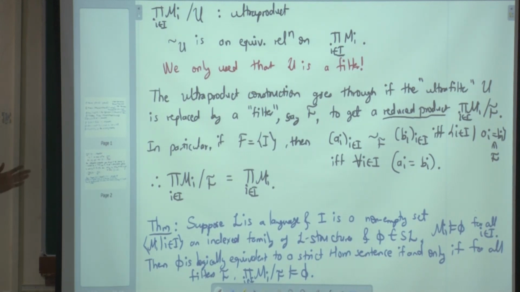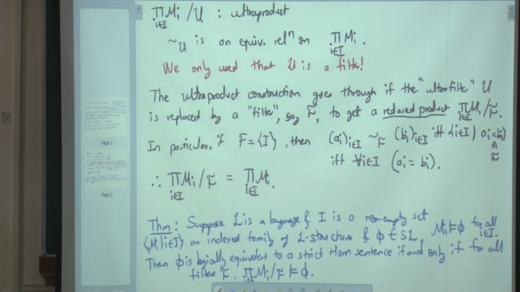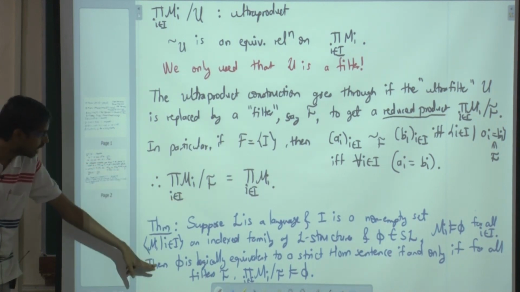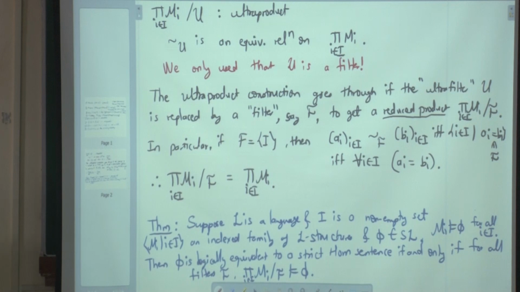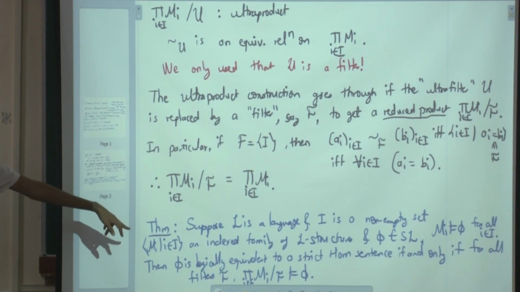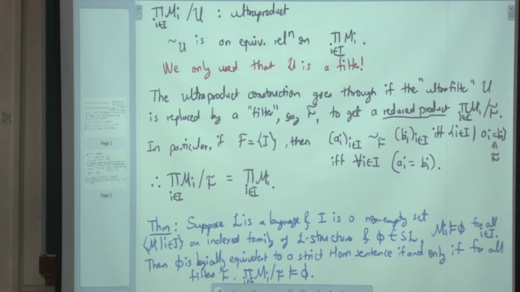I already gave you lots of examples: antisymmetry, commutativity, associativity, identity, they are all examples of strict Horn sentences. And if your component structures satisfy the strict Horn sentence, then for all reduced products that will happen, because this is an if and only if characterization. And you can see how beautifully you can know about the syntactic form of a sentence based on a model theoretic property.